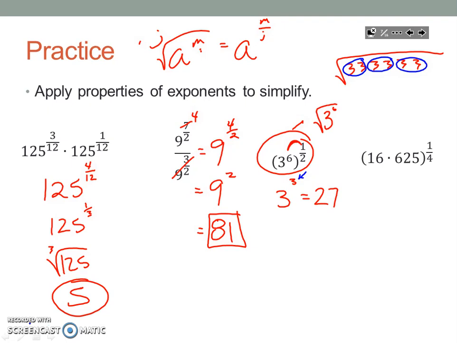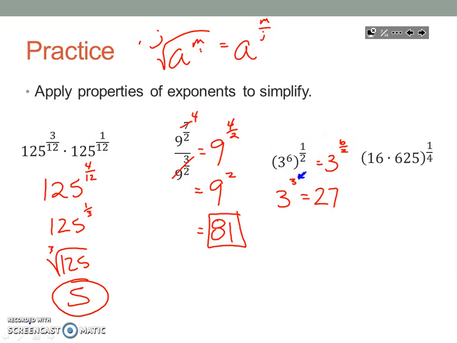So another way to think of this is really a 3 to the 6 over 2 power. 6 3s divided into groups of 2. 6 divided by 2 gave me my 3. That's why this radical troll thing that we talked about before works.